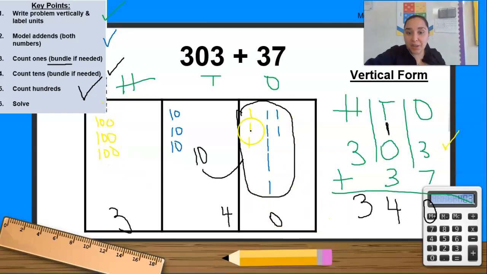Yes, it does, boys and girls. I have 0 ones, so I wrote the 0 here. I have 4 tens, and I wrote the 4 here. But remember, I gave them 1, so I put 1 on top. And then I have 3 hundreds. Great job, boys and girls, solving this problem.